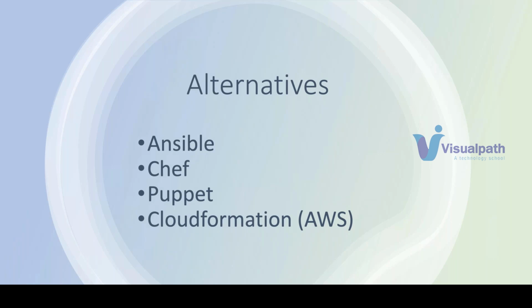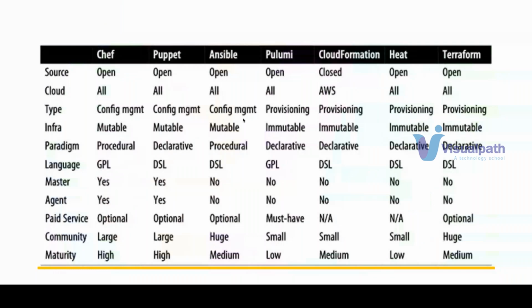So if you look at the comparison, these are a few of the tools, and I have captured the screenshot from one of the posts. It's not my own comparison. I just captured it to show you the points, right? So we have Chef, Puppet, Ansible, Pulumi, CloudFormation, Heat, and Terraform. Among all these, CloudFormation is an automation tool which is specific only to AWS. Terraform is a common language for all the clouds, you can use it.